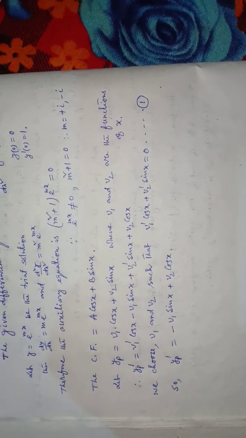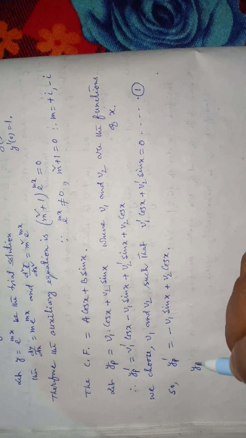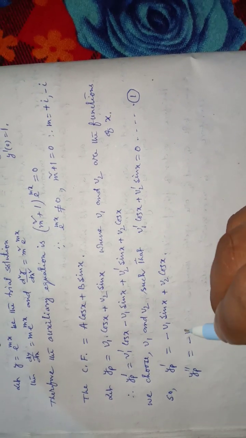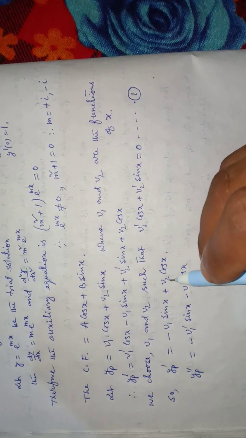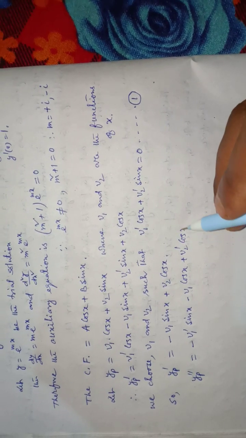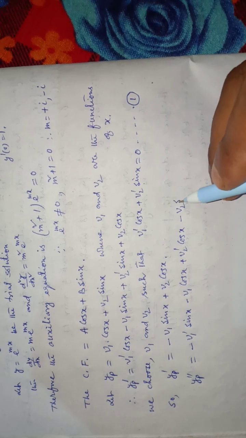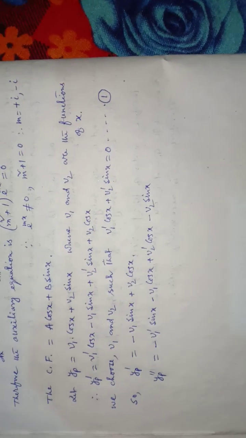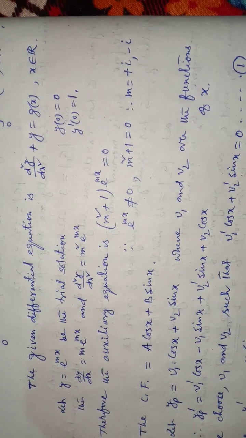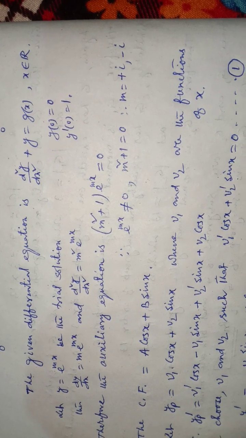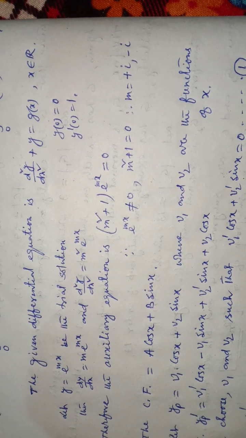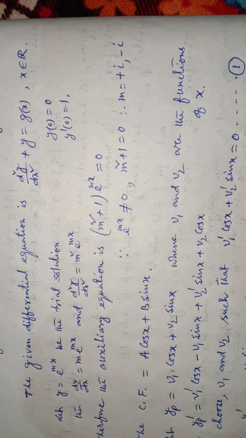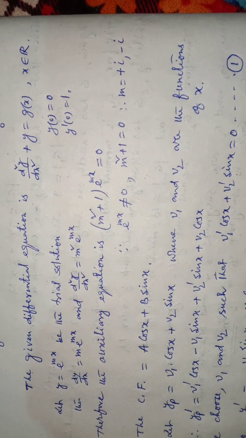Now we differentiate again with respect to x. We get yp double dash is equal to minus v1 dash sin x minus v1 cos x plus v2 dash cos x minus v2 sin x. So from the given differential equation, d2y by dx2 plus y is equal to g(x), or d2yp by dx2 plus yp is equal to g(x), or yp double dash plus yp is equal to g(x).